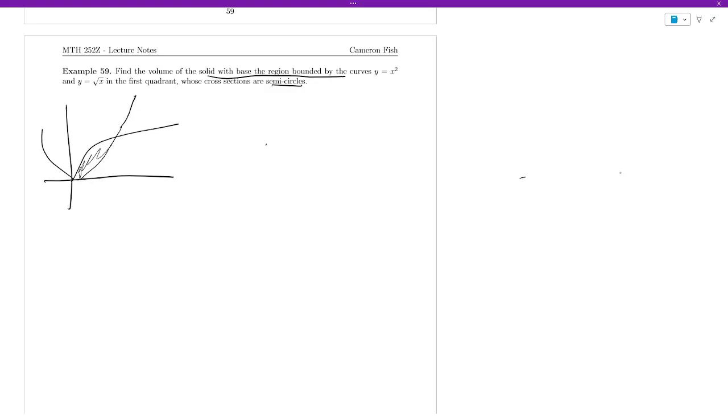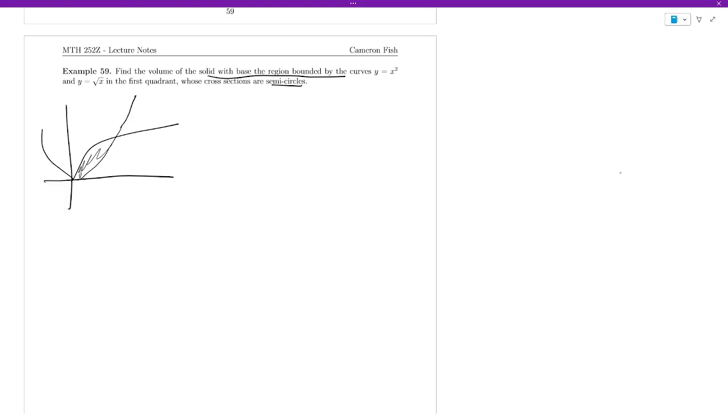So here's our region. Solid with base, the region bounded by. So this is the region. That's the base of the solid in the sense of the animation we saw before, where I have my half a potato, and the part that's touching the table is this shaded region. Okay. The cross sections are semicircles.